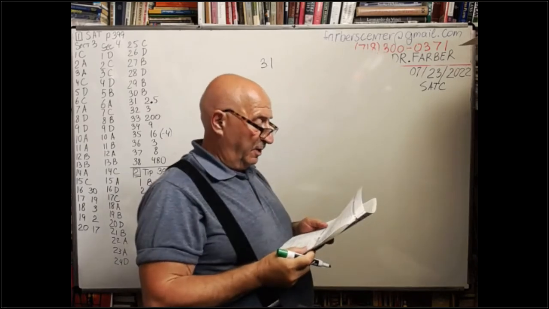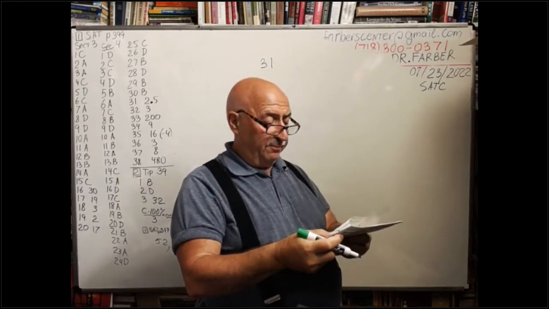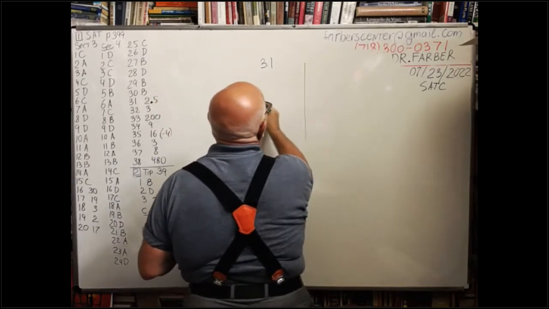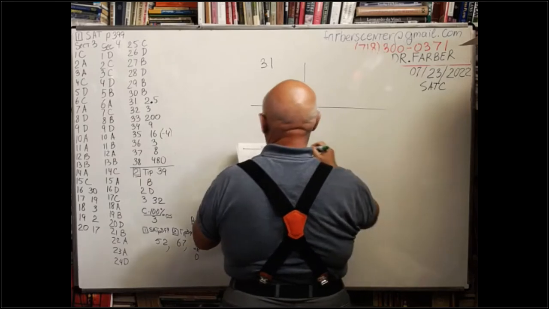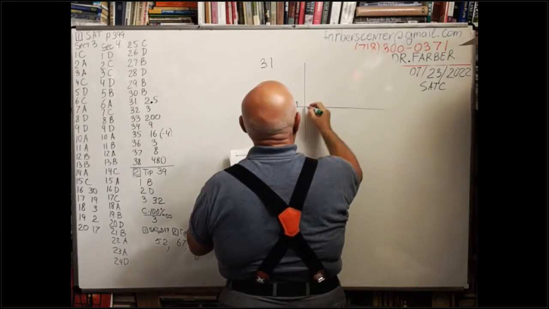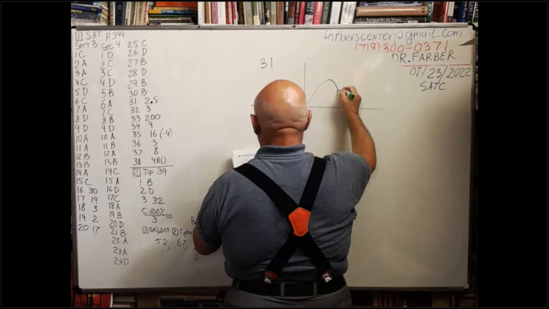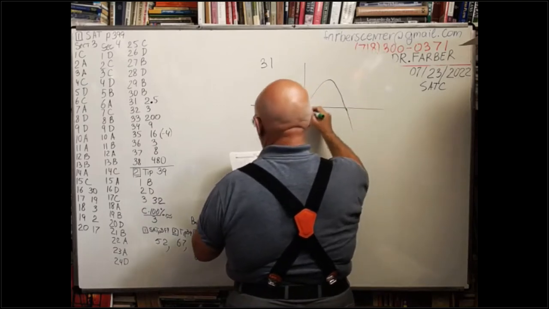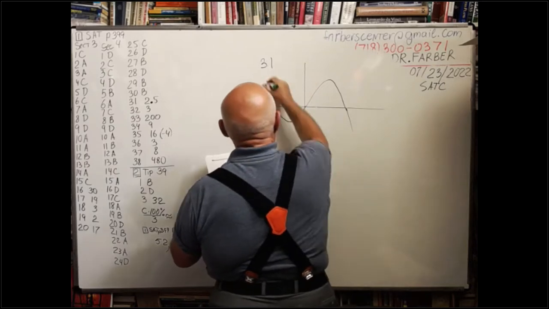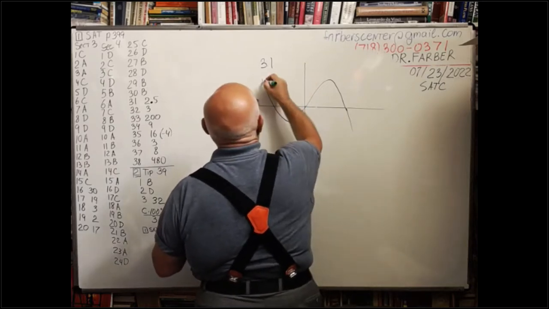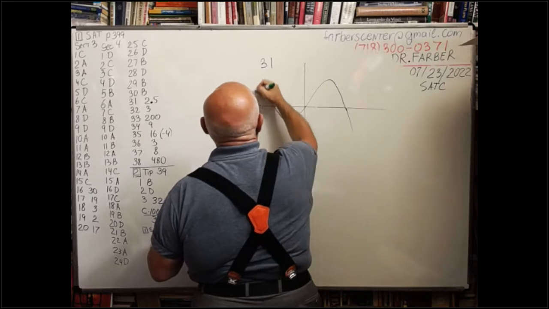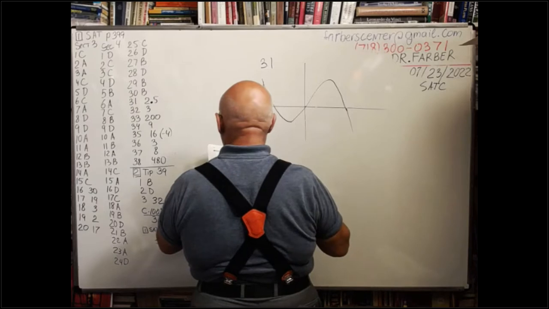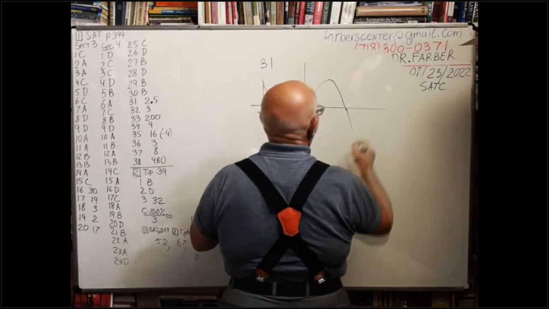Let me make this graph tonight. Cartesian coordinates, and we have a graph. Kind of like this. Go through zero. And this is negative 5. And this, what is it? 5.